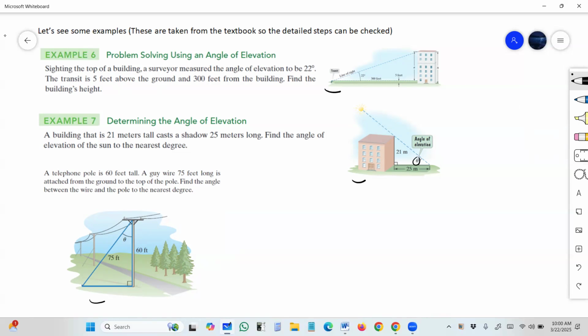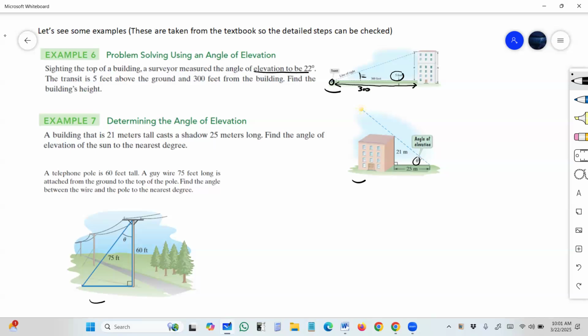Okay, let's take a look at example 6. So sighting the top of a building, a surveyor measured the angle of elevation. So we have to know what that is. So here's a surveyor, and here's my angle of elevation, 22 degrees. The transit is 5 feet above the ground and 300 feet from the building. Now ignore this 5 feet for now, okay? Because all we have to do is adjust later. So here's the 300 feet from the building. So this distance is 300.